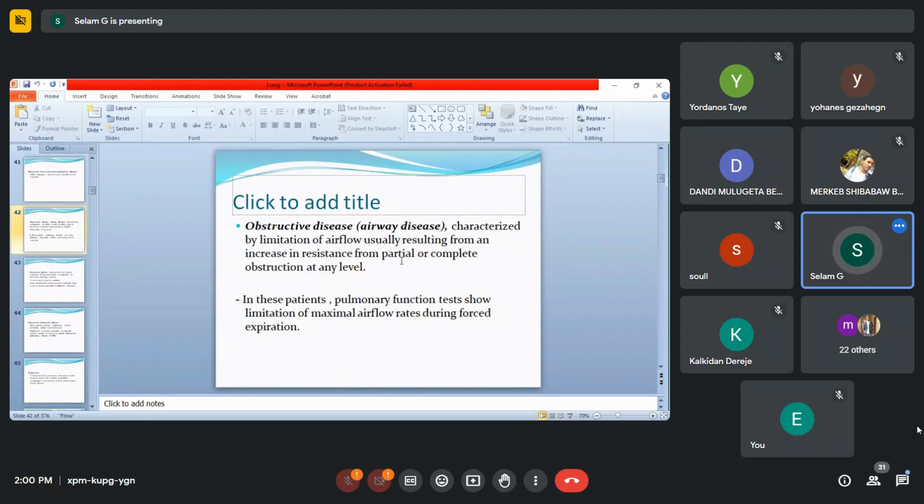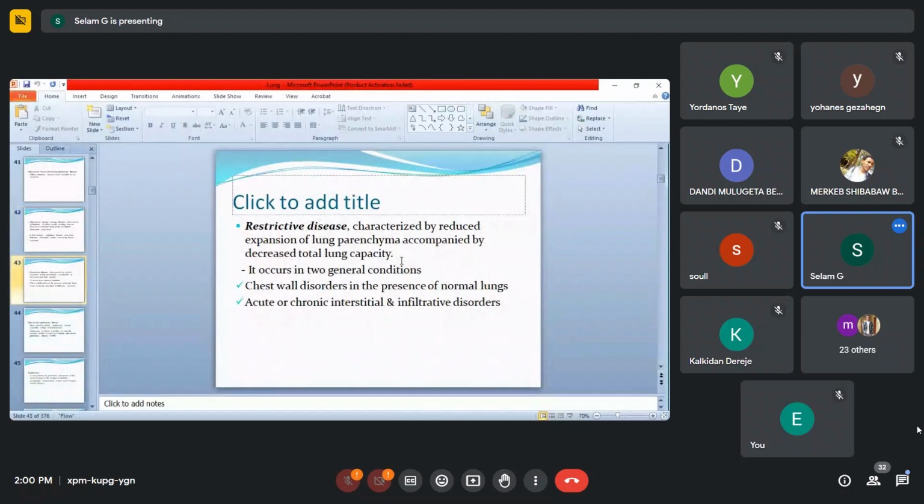In these patients, pulmonary function tests show limitations of maximum airflow rates during forced expiration, because there is obstruction of the airways by different reasons. The forced expiratory rate will be restricted. The other broad category we call restrictive disease. These are characterized by reduced expansion of the lung parenchyma, accompanied by decreased total lung capacity.